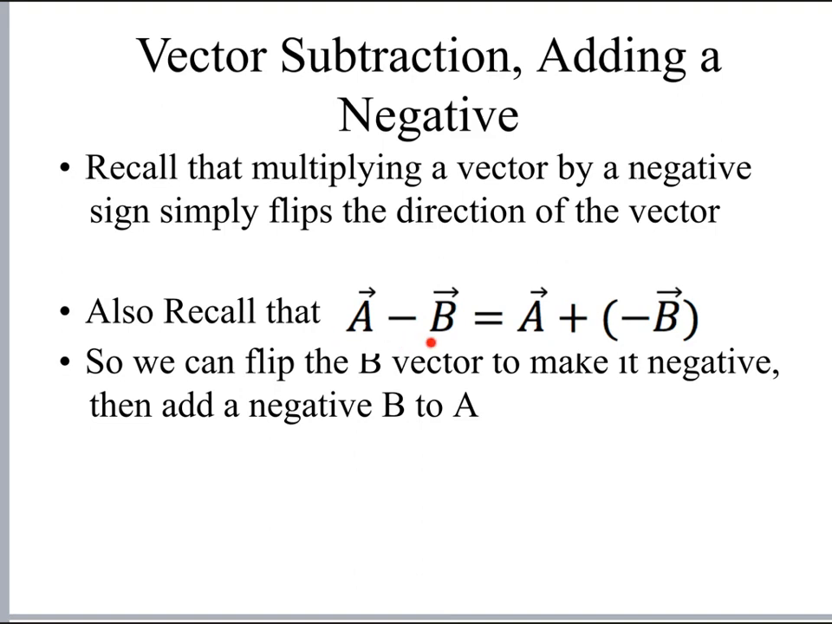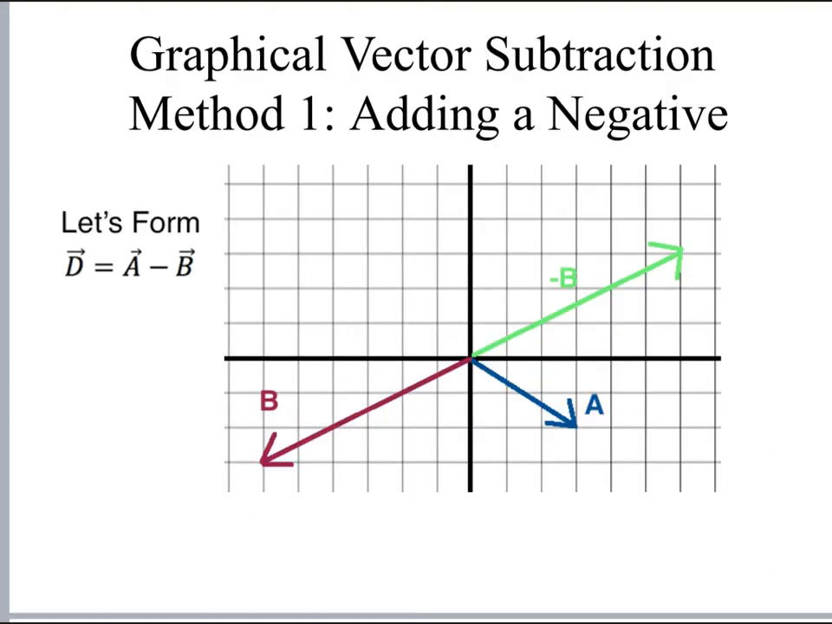In other words, if I want to form the vector difference a minus b, that's equal to the vector a plus the vector minus b. And remember what that means. If you have a vector minus b, that just means that you flipped your b. So let's look at doing this, and we're going to superimpose it on our xy coordinate system again just for fun. So I have my a vector and my b vector that I used before, and I want to form the vector difference d equals a minus b.